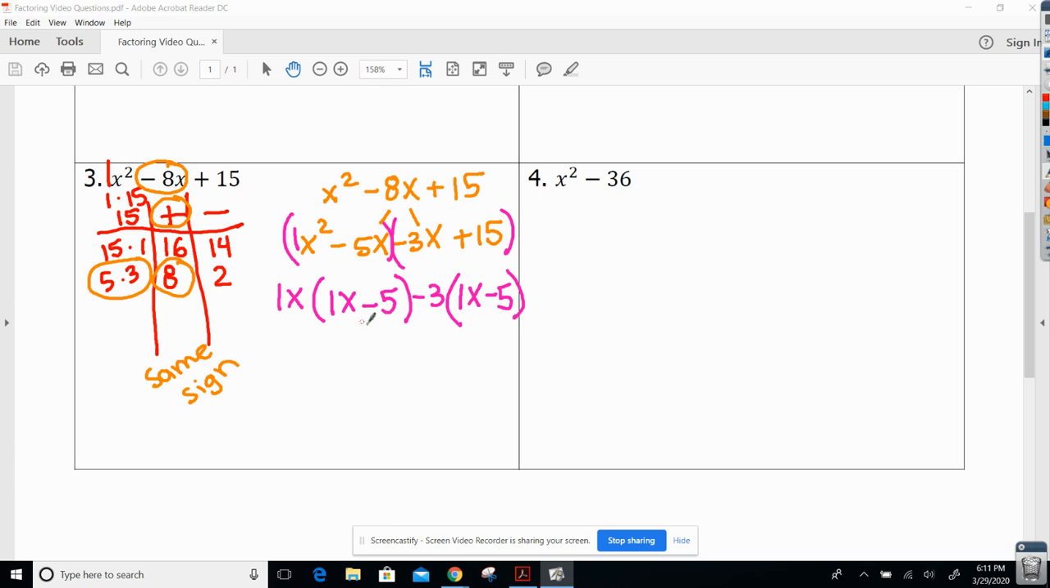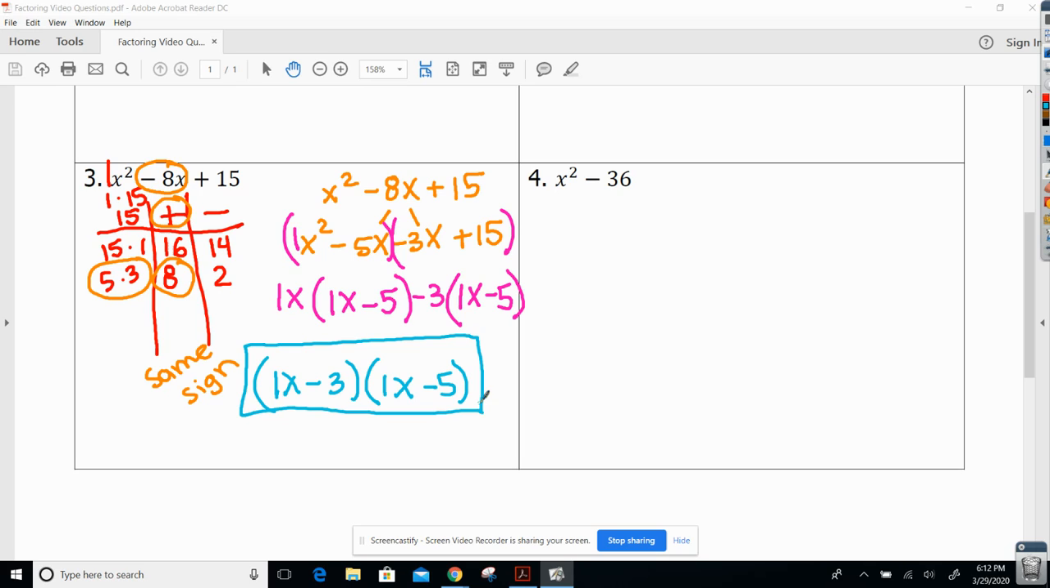Okay, now do they match? 1x minus 5, 1x minus 5? Yes, they do. So I can write my 2 factors. My first factor is what we took out, 1x minus 3. And my second factor is what we had left, 1x minus 5. And you are done. X minus 3, x minus 5. All right, so that was a quick review of factoring when you have a trinomial with no lead coefficient.